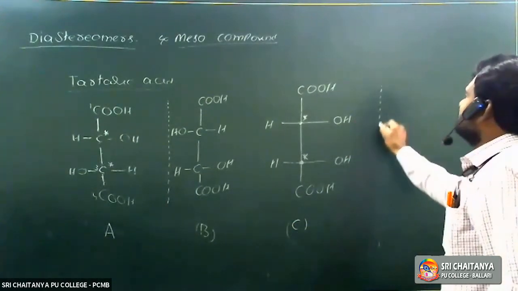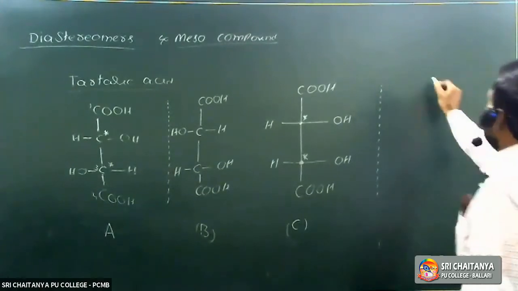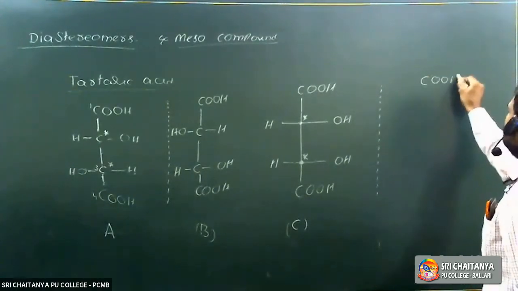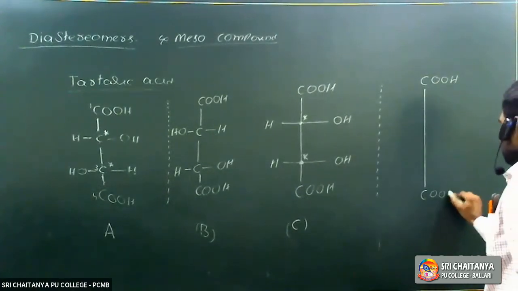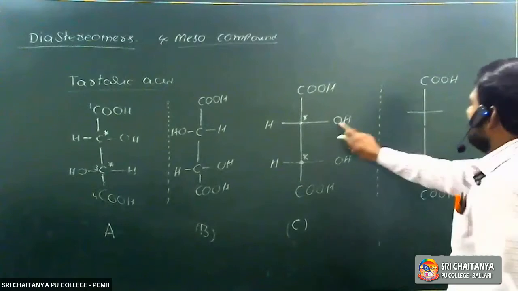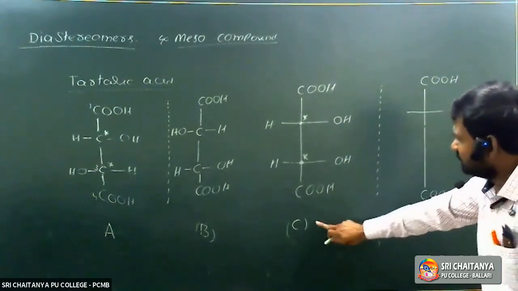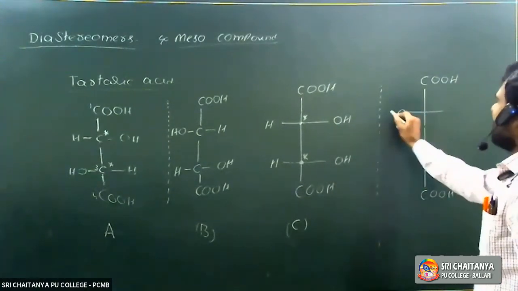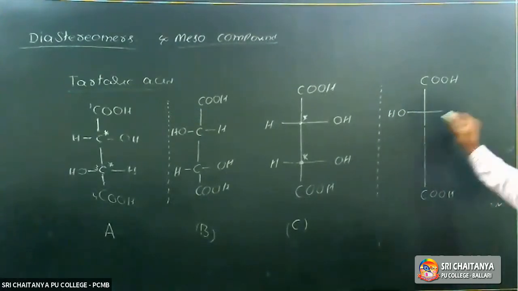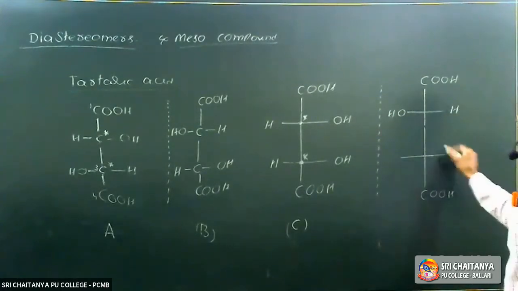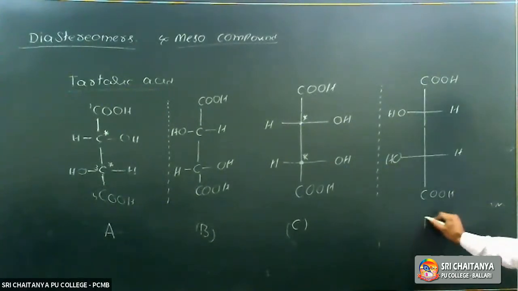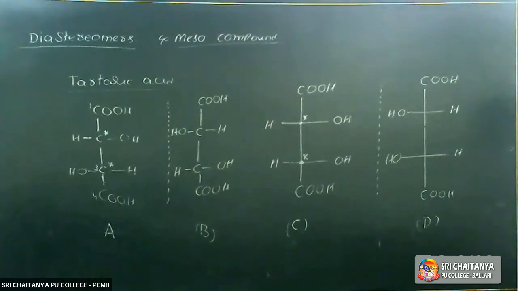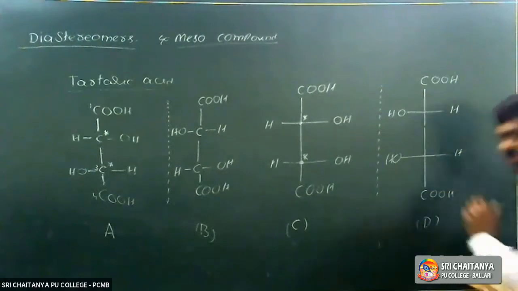Take its mirror image. So it is a COOH, the second asymmetric carbon. So in C, the third form, OH is on the right hand side, so its mirror image has it on the left hand side. Next it is H, next it is OH, next it is H. So it is D. So A and B are mirror images, C and D are mirror images.